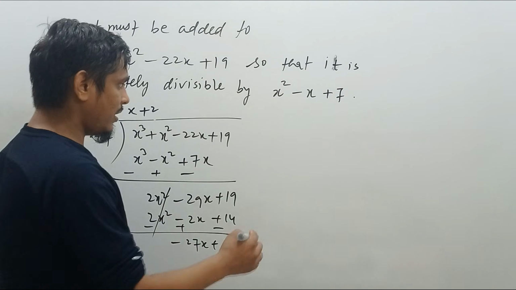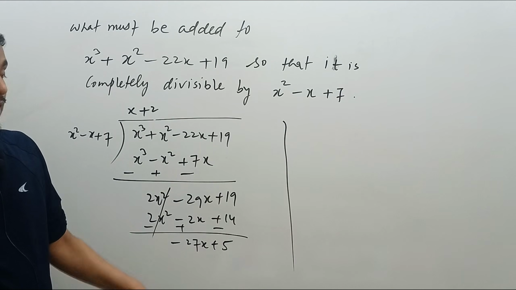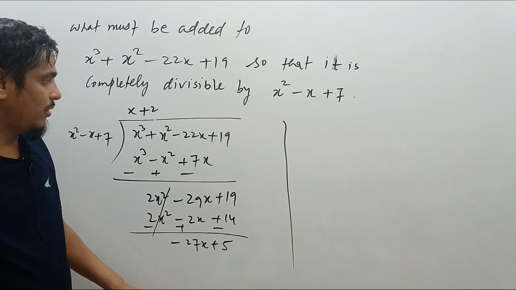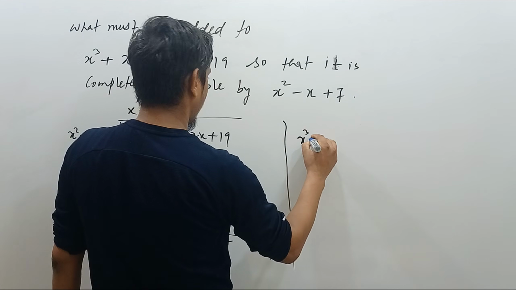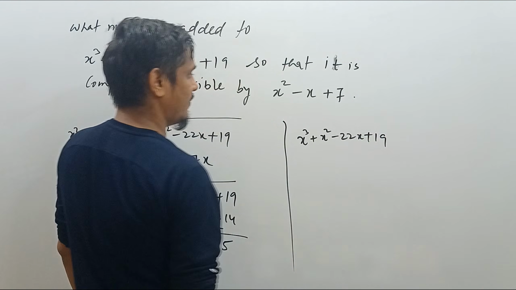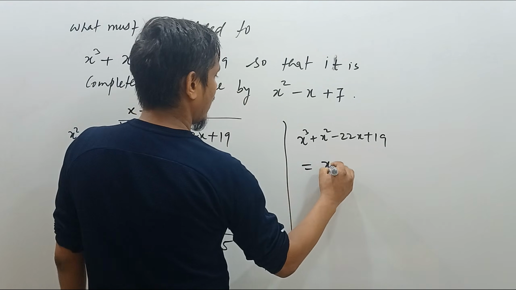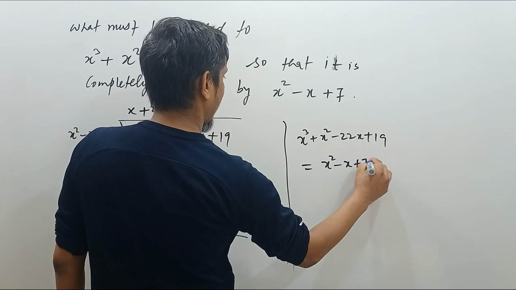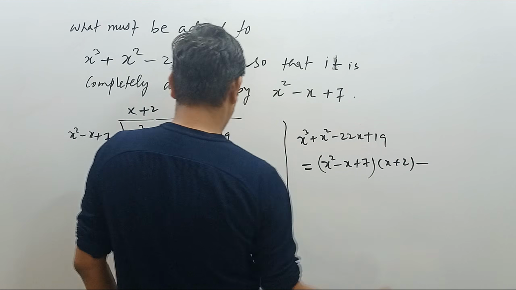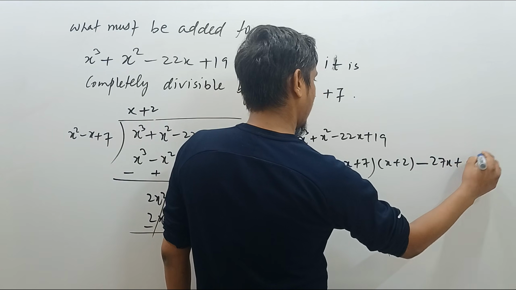So if we just look into this one with the help of the division algorithm, what it says is that dividend is equal to divisor into quotient plus remainder. So if I'm trying to write this one, x cube plus x square minus 22x plus 19, which is dividend, is equal to divisor into quotient, x square minus x plus 7 times of x plus 2, and the remainder is what? Negative 27x plus 5.